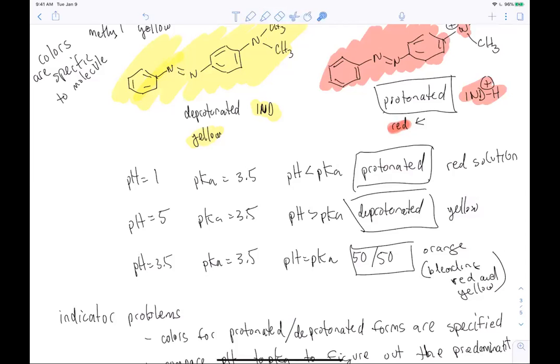But for us in our class, this is our general rule. What happens when the pH gets really close to the pKa, but it's not exactly equal? Yeah, things get more complicated, sure.